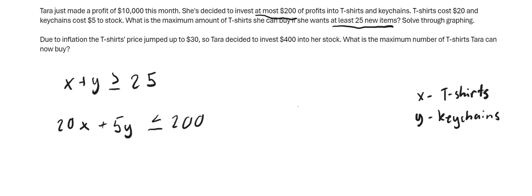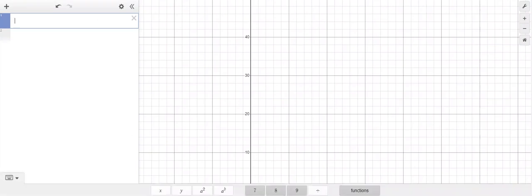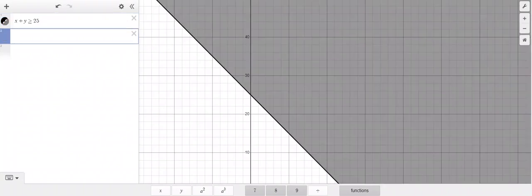Alright, now we have our two inequalities. So let's move to a graph so we can figure out how to solve this. Remember, we are looking for the max amount of t-shirts we can buy. Alright, here we go. Our first inequality was x plus y greater than or equal to 25. And then we've got our second inequality, 20x plus 5y, and that needs to be less than or equal to 200.